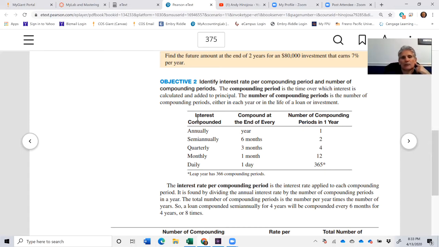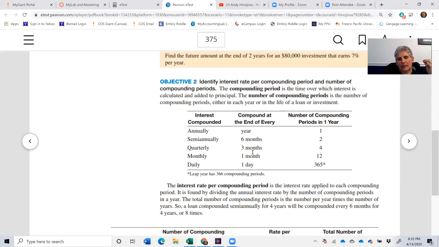So if you look at how this has worked, interest compounded annually means it's compounded at the end of every year. So we have one as our number of compounding periods in a year. This is going to be important for us to know. We have to be able to take this number and figure out how to get here. If it's semi-annually, then the interest is going to be compounded every 6 months, twice a year. The number of compounding periods in a year is 2.